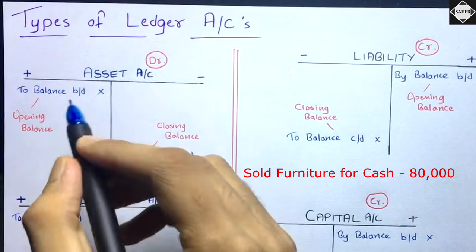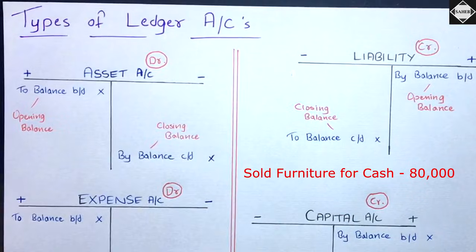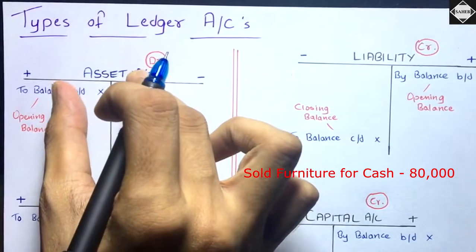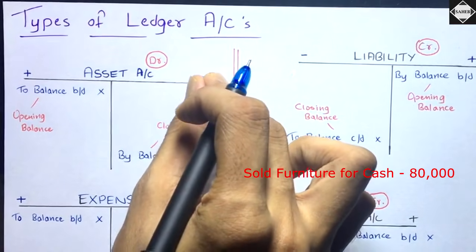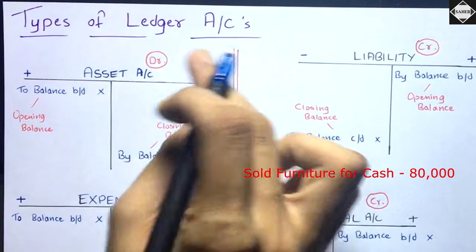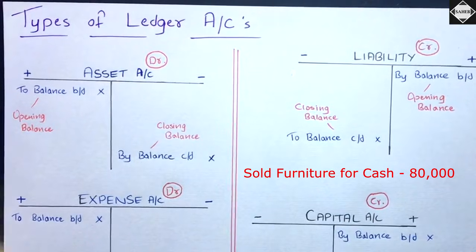Yeah, I had 1 lakh worth of furniture. Let's say you have sold it for 80,000. So what are you going to do? You are going to take it over here. See, furniture has been decreased, your asset has been decreased, furniture account decreased because I have sold it for cash. So the furniture account decreased because of cash, so you will take it over here by cash. Like that you have to do the posting of ledger accounts.